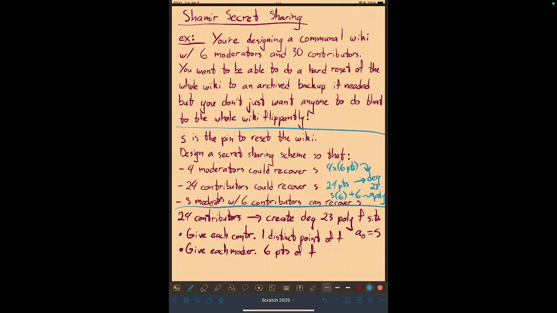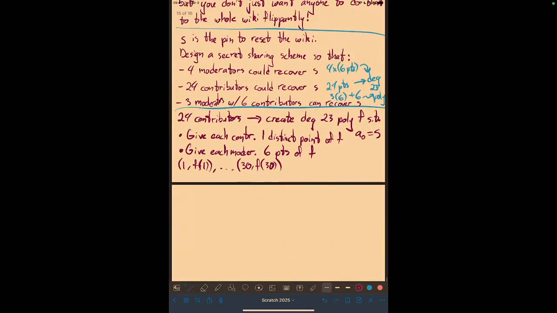So this is basically all we want to say on secret sharing. There's one more thing, which is, well, let's look at this. We do want to make sure these are all distinct. So we have f of 1. We're going to have all these shares, right? Each one of these is a different share, all the way to f of 30. All of these are going to be the 30 different contributors. And then we keep going from there. We have 31, f of 31, and we keep getting all these points all the way to 36, f of 36.